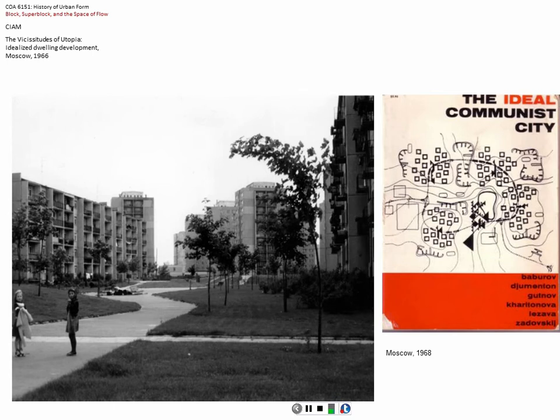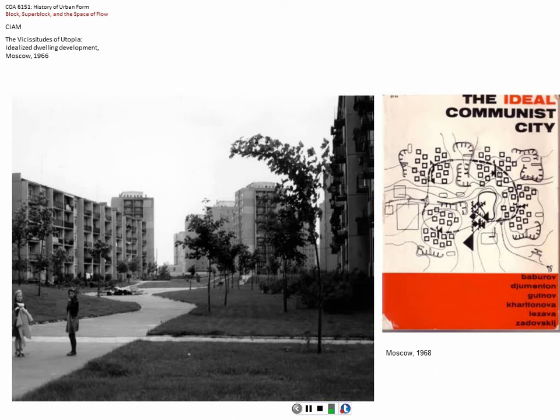Remember that the old Soviet Union lost 20 million people during World War II. 20 million people died in World War II. I mean, the devastation of that war, particularly in what is now Russia, just cannot be overstated. The book is interesting at a number of levels.